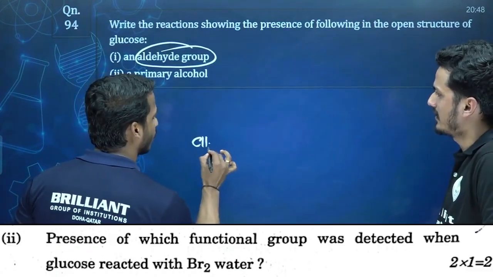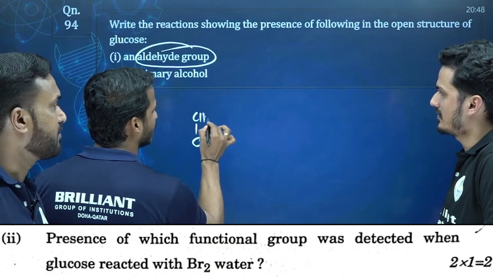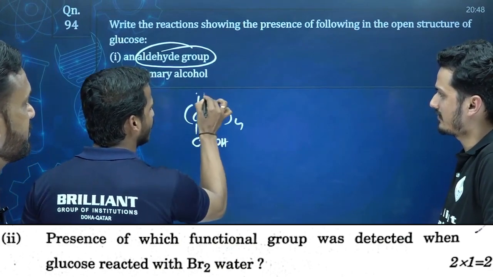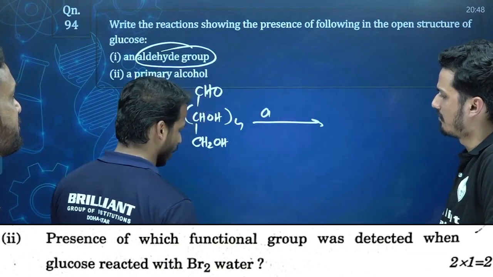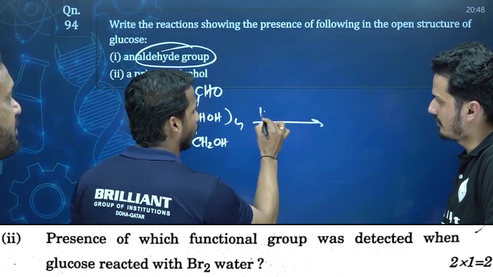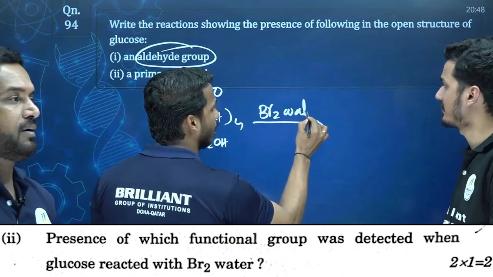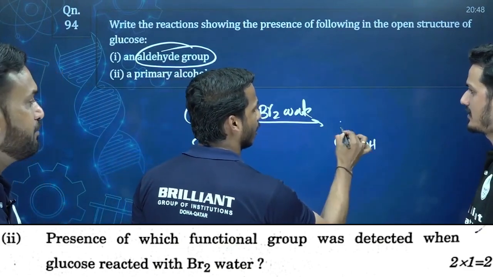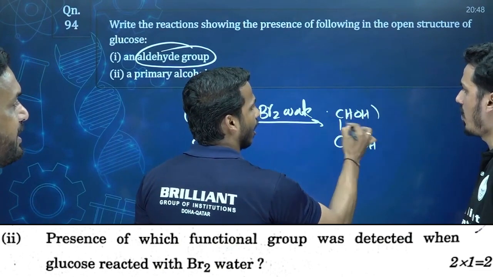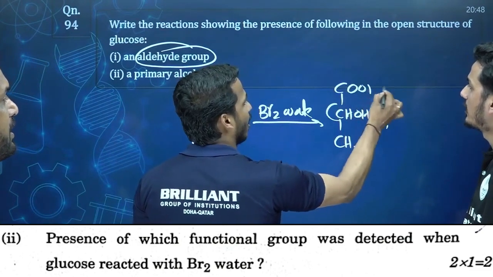Yes, we treated it with glucose. CH2OH is there, CHOH four times is there, CHO is there. This is our glucose. When it reacts with bromine water, what will it give you? This CHO becomes COOH, and bromine water is a mild oxidizing agent that will convert only the aldehyde group.